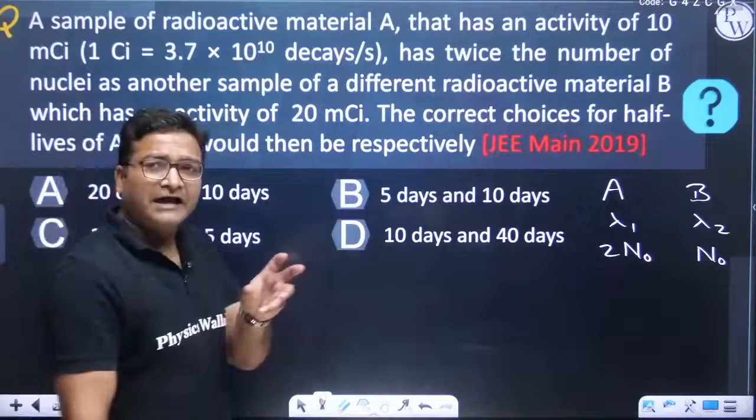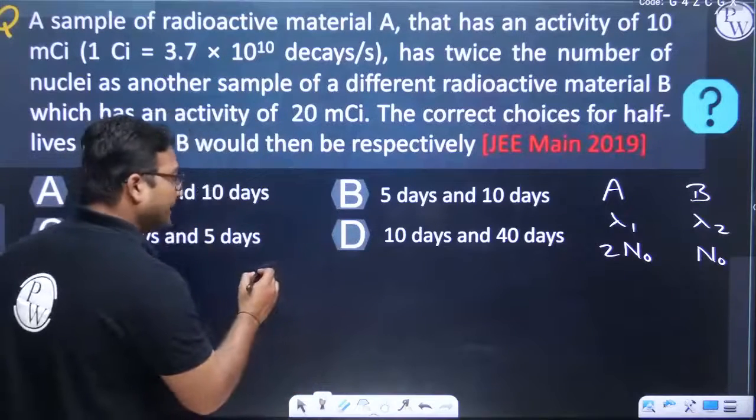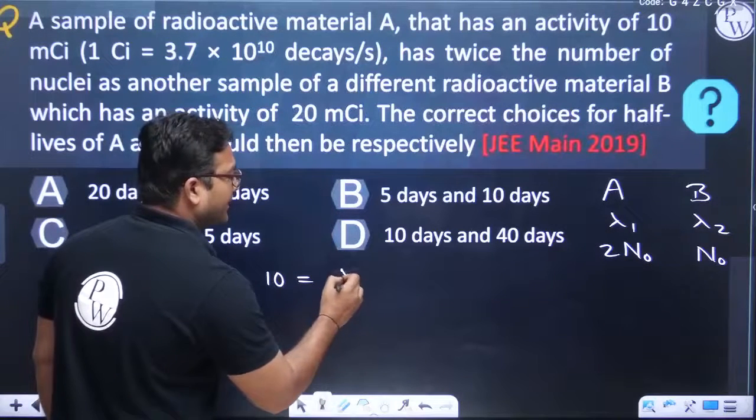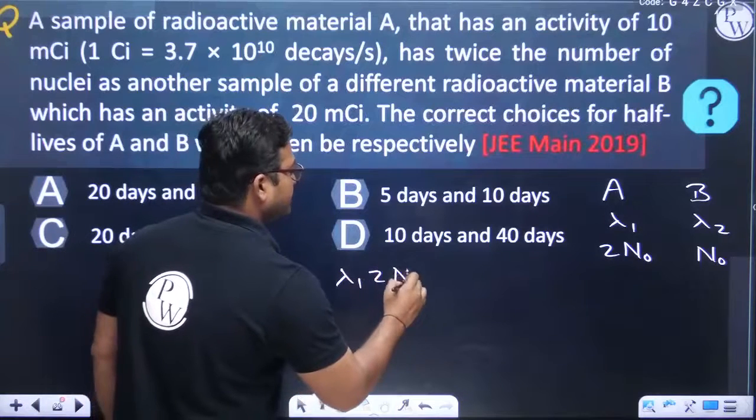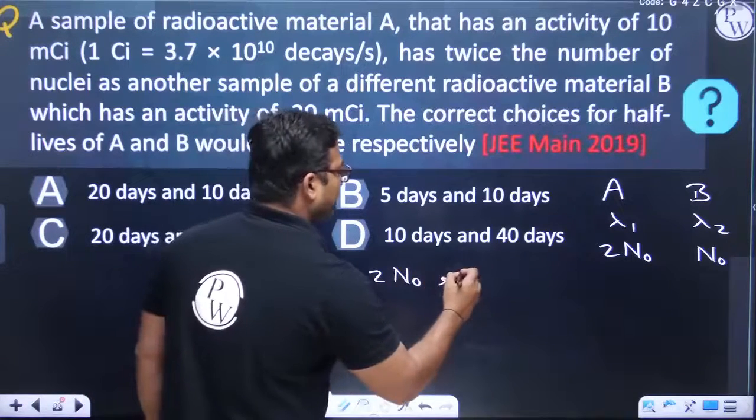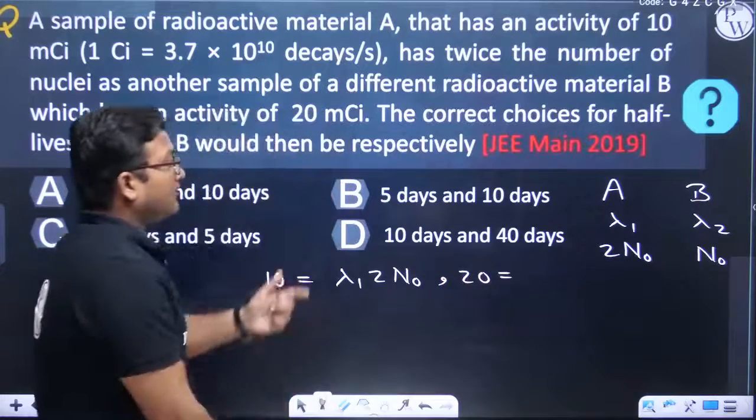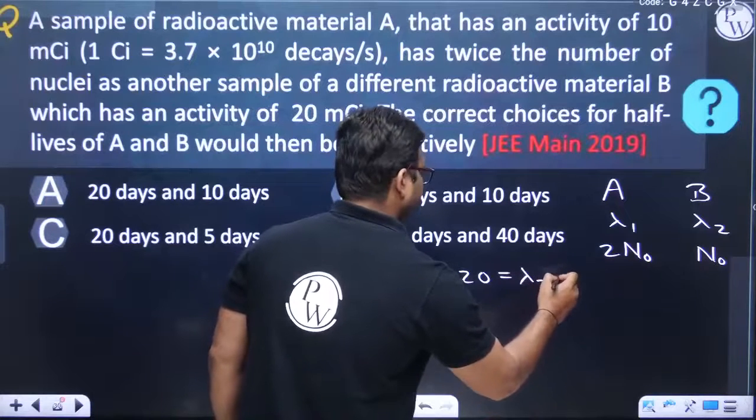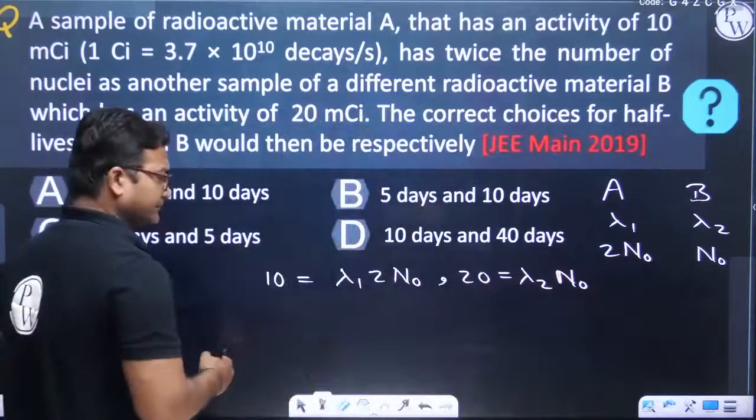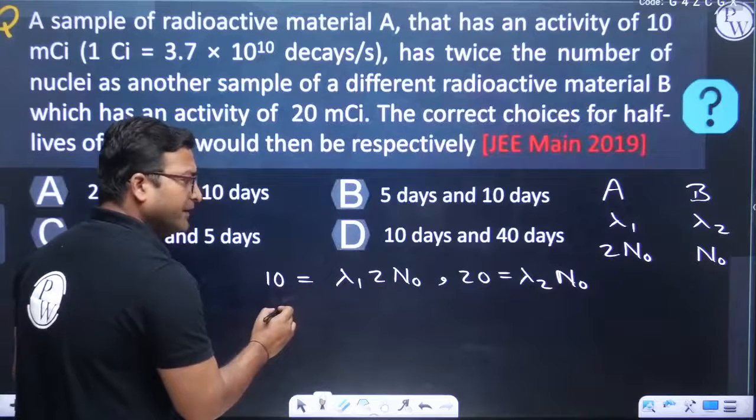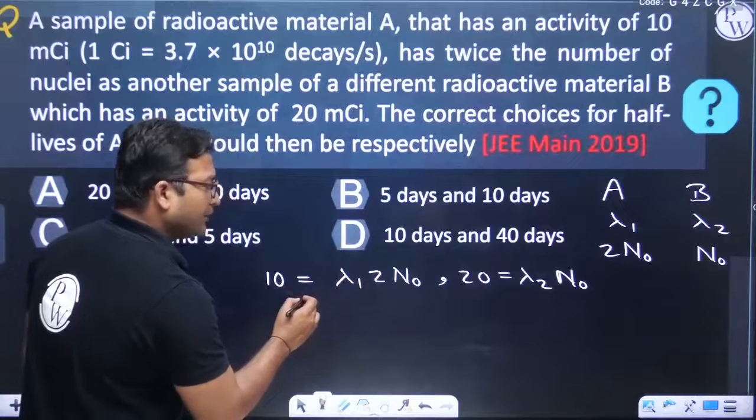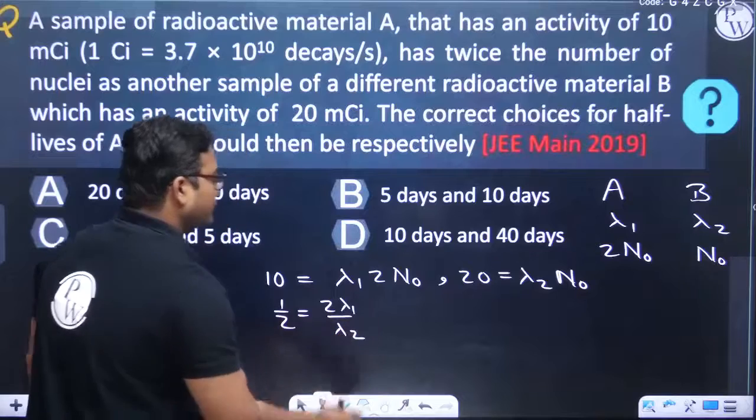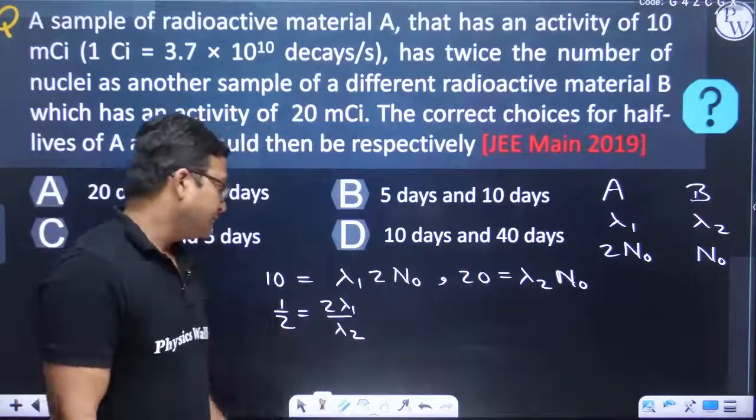Okay. So as they say, the activity is 10 millicurie, and activity is lambda times n. So let me write the activity, which is 10 millicurie, as lambda 1 times 2n naught, and the second particle's activity, 20, equals lambda 2 times n naught. If you divide these two, you will have 10 by 20 as 1 by 2, and 2 lambda 1 upon lambda 2. So 1 by 2 equals 2 lambda 1 by lambda 2. So we have lambda 2 as 4 lambda 1.